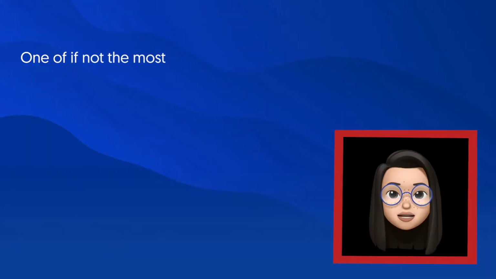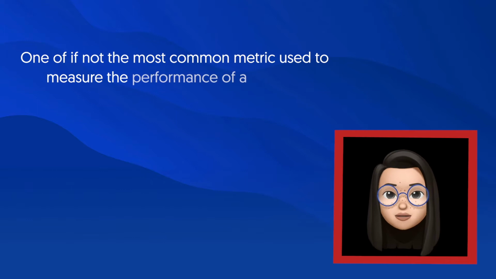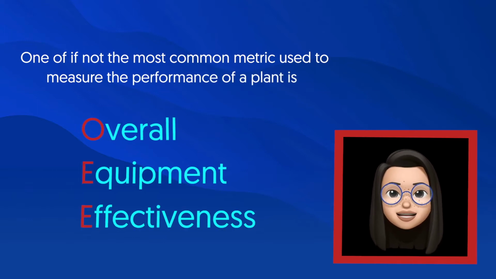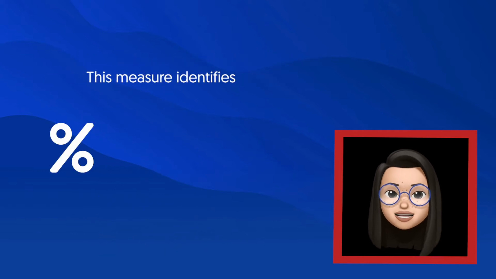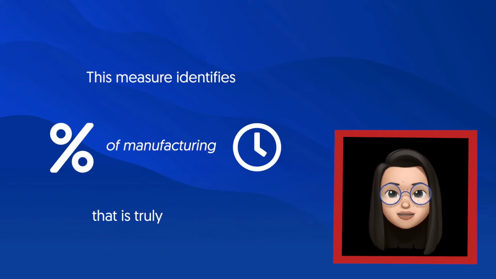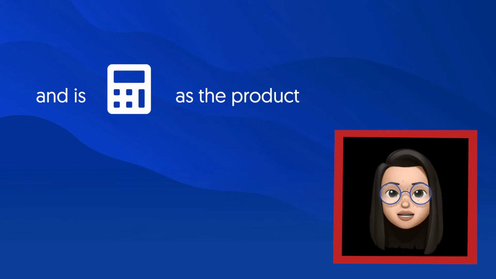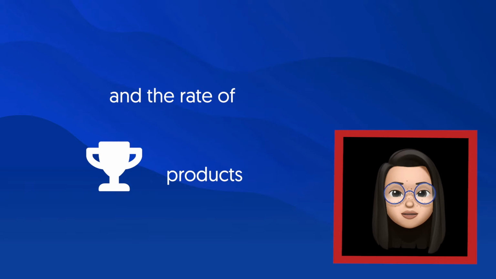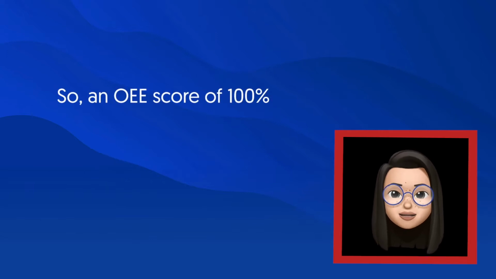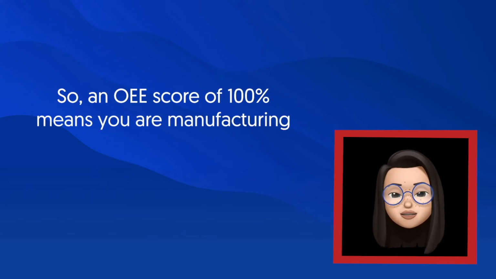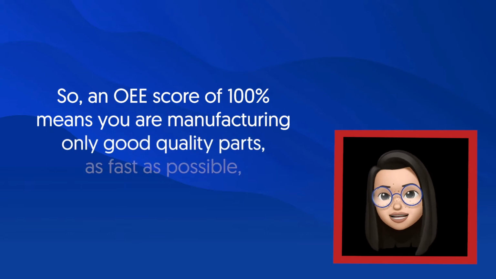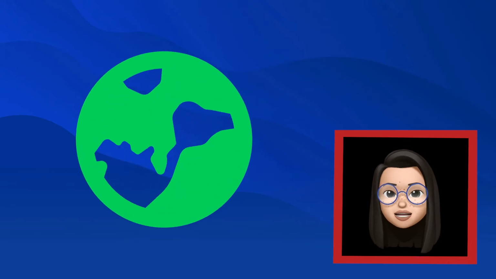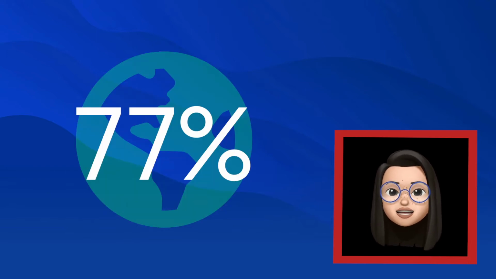One of, if not the most common metric used to measure the performance of a plant is overall equipment effectiveness, or OEE. This measure identifies the percentage of manufacturing time that is truly productive and is calculated as the product of availability, performance efficiency, and the rate of quality products. So an OEE score of 100% means you are manufacturing only good quality parts as fast as possible with no downtime. The world-class standard for OEE is 77% or greater.